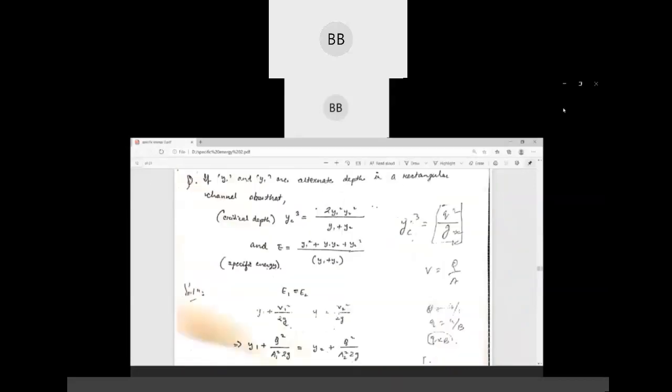see, our intention is to find out the expression for yc cube. Okay. So we have to bring that yc in this particular equation, because if you see here, we don't have any critical depth here. So we have to bring the critical depth here, then only we can find out the expression for this. Okay. So always, whenever you are going to solve a numerical, always see what is given and what you are going to find out. Okay. So our aim is to find out an expression for yc cube.